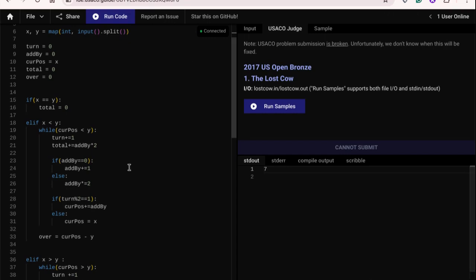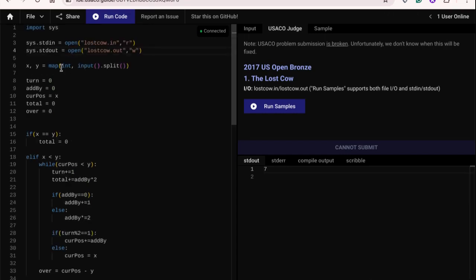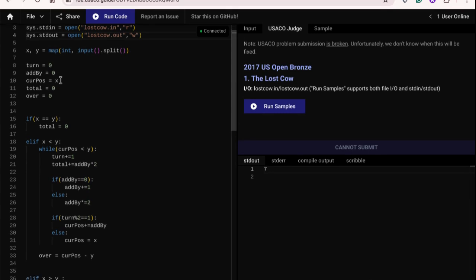So the first step, of course, is just getting the input. And then we have it in X and Y. Then we have a couple of different variables. First one is turn. What turn tells you is whether we're going to the right of Farmer John's original position or to the left. Add by just basically means how much he's moving either to the right or the left.